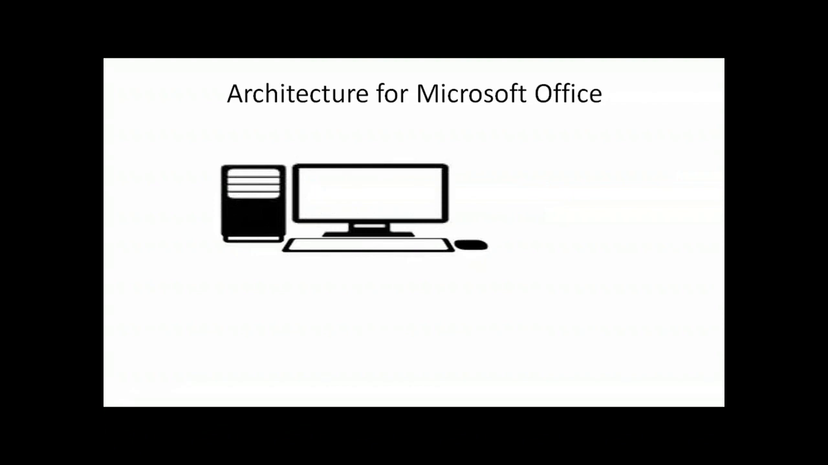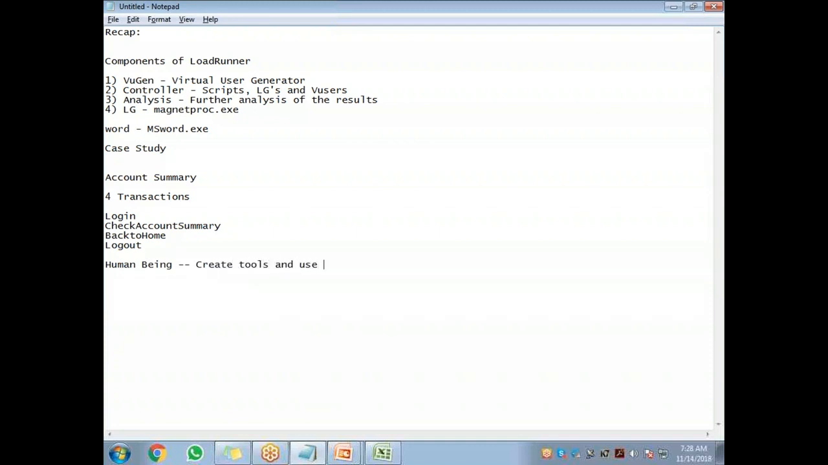Now, let's look at the architecture for the tool called Microsoft Office. Why am I calling this a tool? Anything which makes our work easy is called a tool, right? This is the basic definition right from when the human race started. We are human beings because we have the ability to create tools and use them. That is how we are different from any other animals.